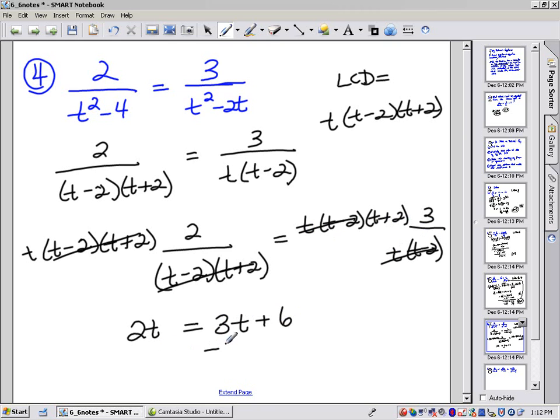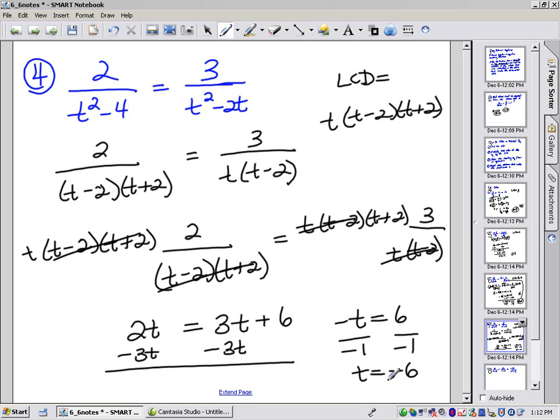So we can subtract 3t from both sides to get 2t minus 3t is negative t is equal to 6. Dividing by negative 1 gives us t is equal to negative 6. Now understand that the only things that make our denominator 0 would be a positive 2, a negative 2, and a 0. So since negative 6 is none of those numbers, that is our solution set.